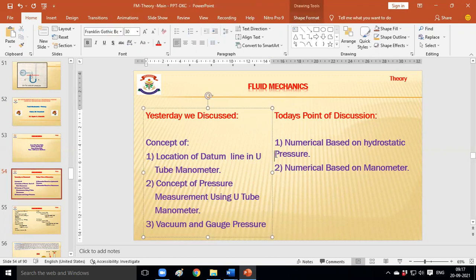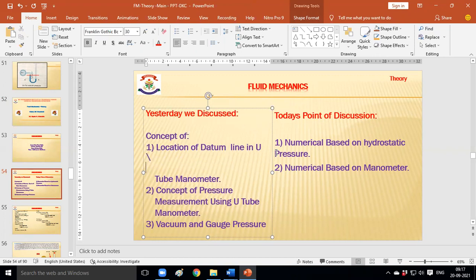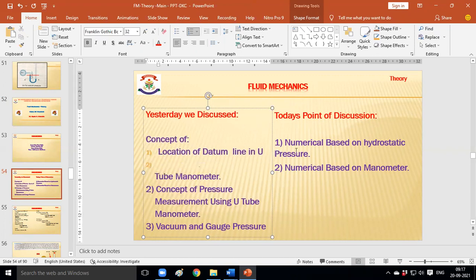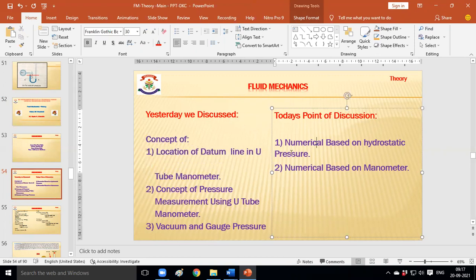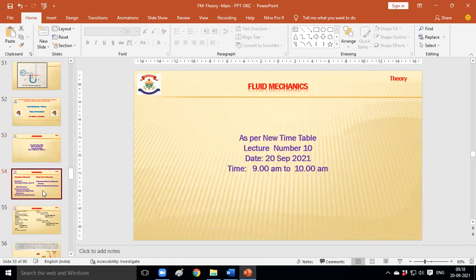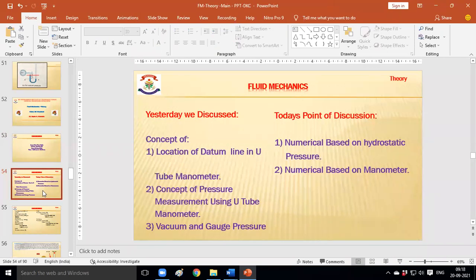And the second point is a numerical based on manometer. We already know how we can calculate the hydrostatic pressure. The general equation is P equals rho into g into h, where P represents the hydrostatic pressure.